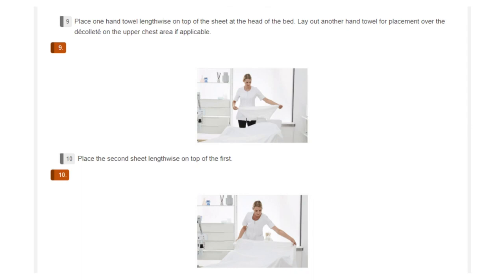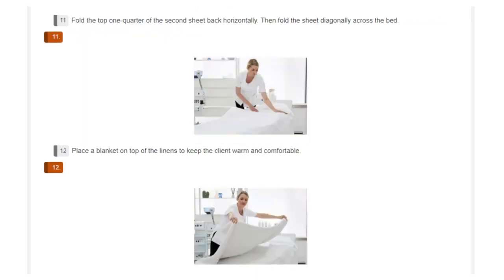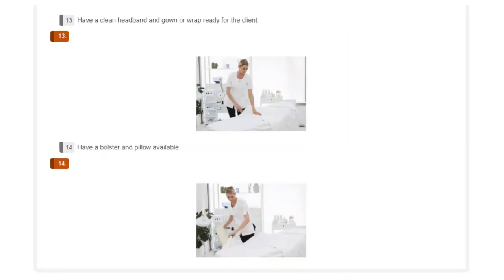Lay out another hand towel for placement over the décolleté on the upper chest area, if applicable. 10. Place the second sheet lengthwise on top of the first. 11. Fold the top 1/4 of the second sheet back horizontally. Then fold the sheet diagonally across the bed. 12. Place a blanket on top of the linens to keep the client warm and comfortable.